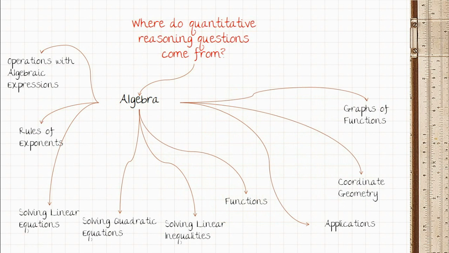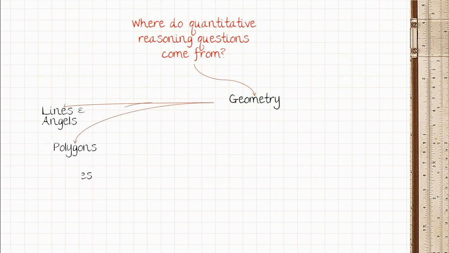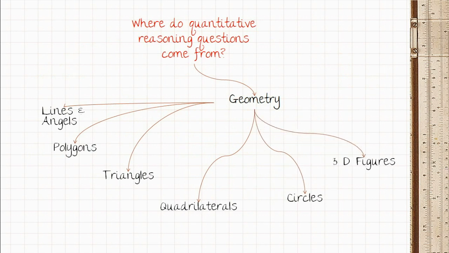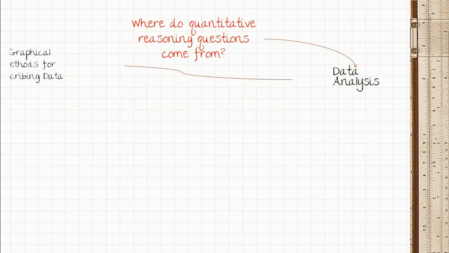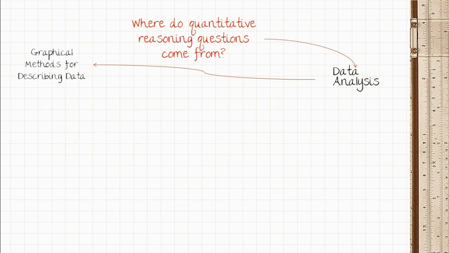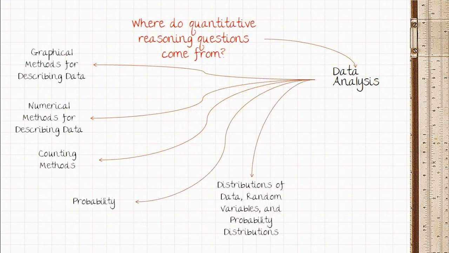Now let's see the subtopics in the geometry topic: lines and angles, polygons, triangles, quadrilaterals, circles, and three-dimensional figures. And the last topic is data analysis, where the subtopics are graphical methods for describing data, numerical methods for describing data, counting methods, probability, distribution of data, random variables and probability distribution, and data interpretation examples. So here we saw various topics from which the questions in the GRE can be asked.